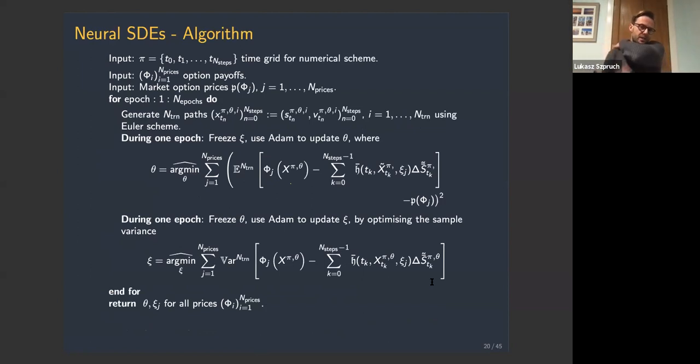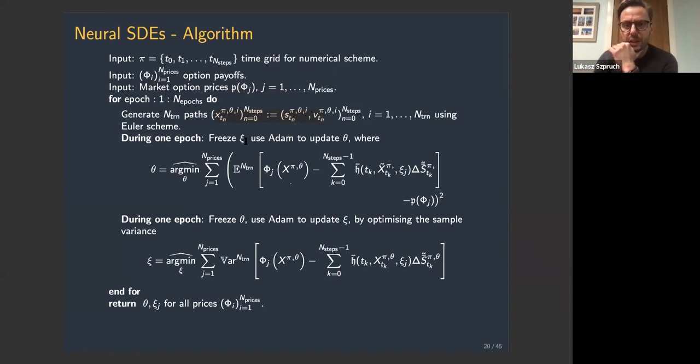Okay, so I have the components now. I need to reduce the variance when I'm calibrating. This is really important for this to be efficient. So what we do here is you set some time discretization grid. You take as input some option payoffs that you're interested in. You take market option prices. You generate trajectories with your neural SDE. And then you do the following for each epoch or batch of your data.